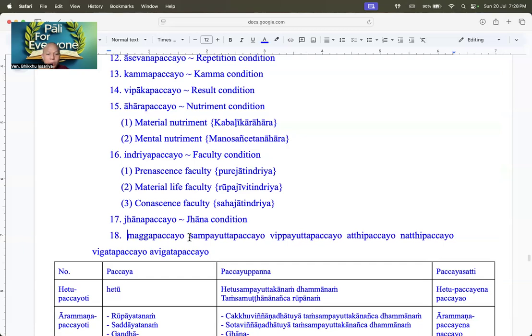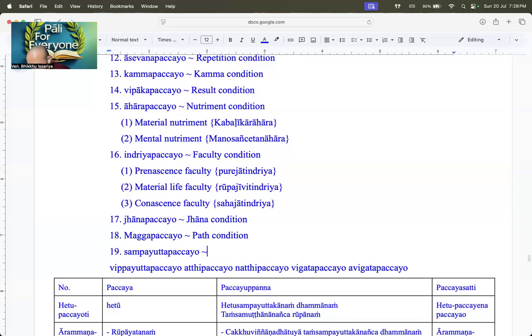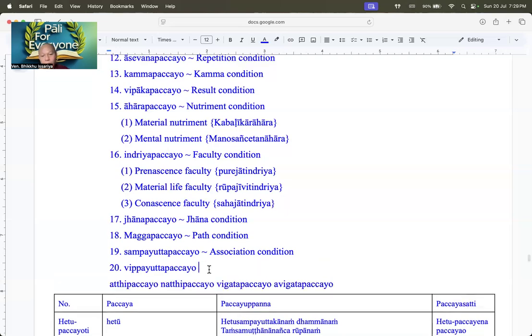The mega bhajayo, that one is part condition. And then Sambuddha bhajayo. Sambuddha at the time we have already familiar with that, so associated. So that is an association condition. Okay. And then Vibhuddha bhajayo. Vibhuddha means dissociation, opposite to the Sambuddha.